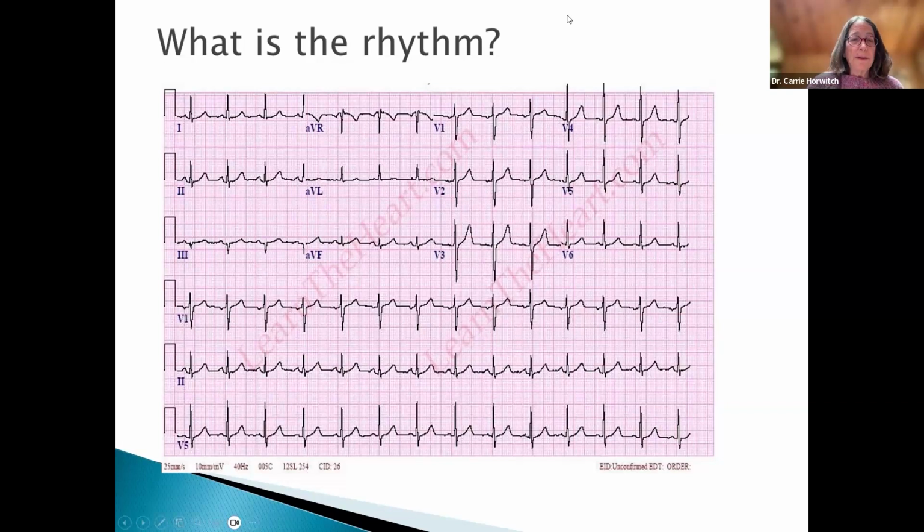Okay, great. I have some brave people saying yes, this is true. You can see that on our rhythm strip, and I actually think the best rhythm strip to look at here is lead 2. You see P waves, you see QRSs. The P waves are followed by a QRS, and each QRS is preceded by a P, so this is sinus rhythm.